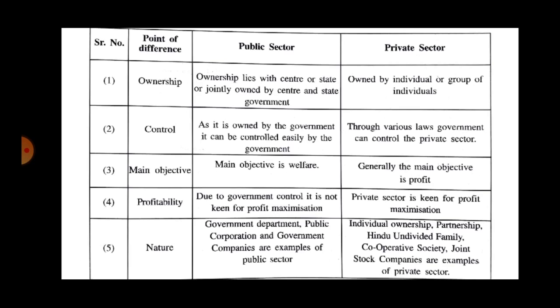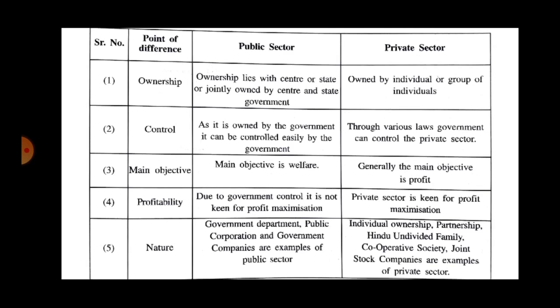And then we saw the difference between public sector and private sector, that the ownership in public sector is with government, and in private sector it is with individual or group of individuals. And as the ownership is with government, control will also be with government in public sector, and in private sector the control is with individuals or group of individuals, but government can control through various laws. So indirectly government can control private sector, but in public sector there will be direct control.